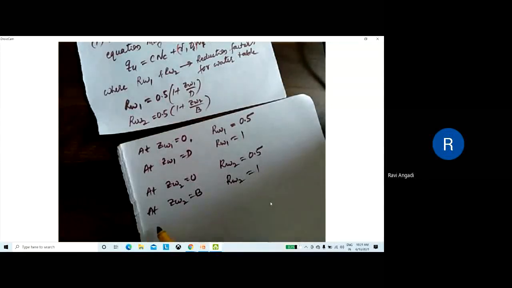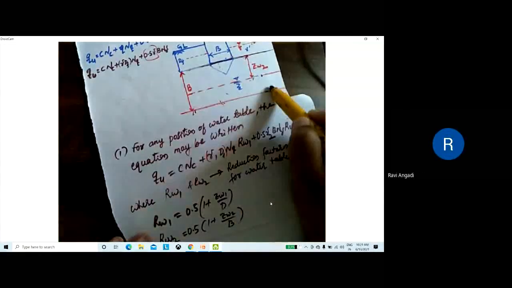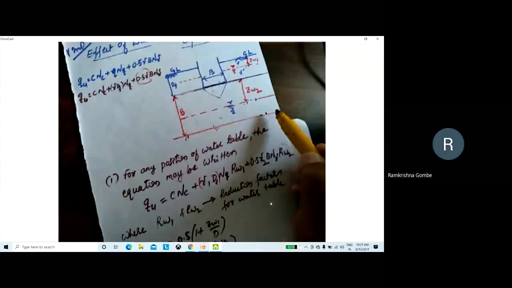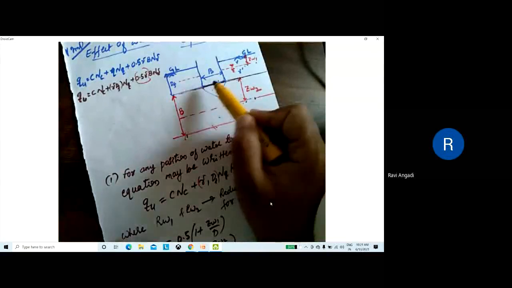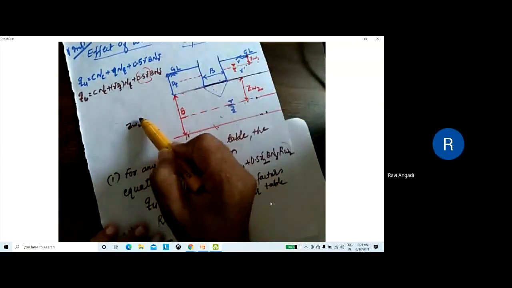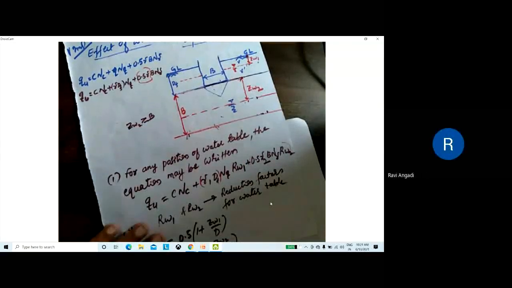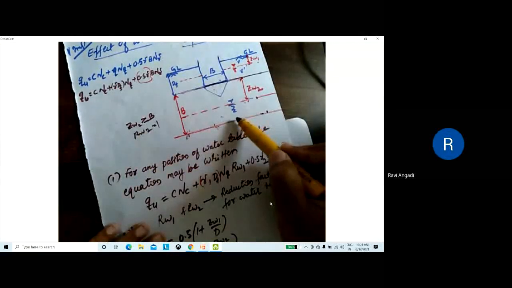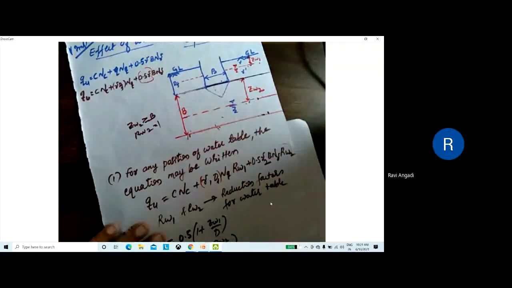Understood? Sir, when ZW2 is equal to B, where is the water table? Here. Okay, sir. Means the water table is at a depth equal to the width of the footing, ZW2 greater than or equal to B. Then RW2 equal to 1, reduction factor, meaning it is away from the footing. It won't affect the soil bearing capacity.